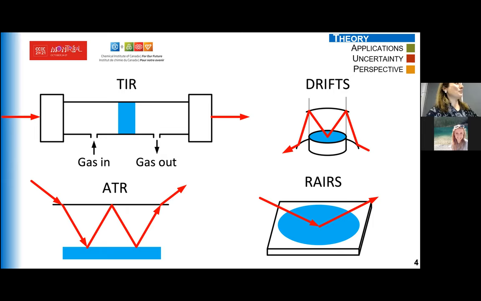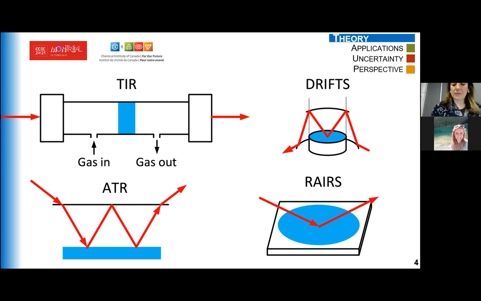And then in the reflection-absorption methodology, you just put some monolayers of your solid sample on a mirror surface. That's useful to do adsorption studies.